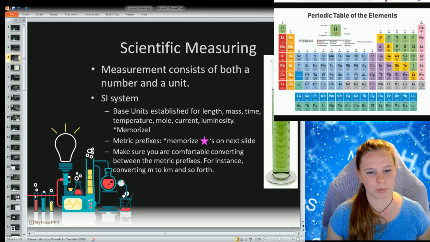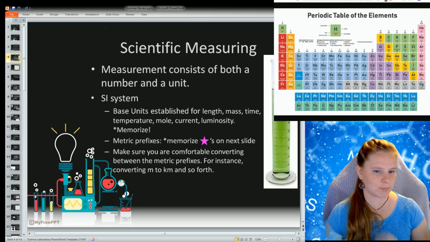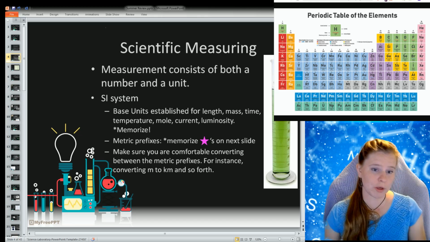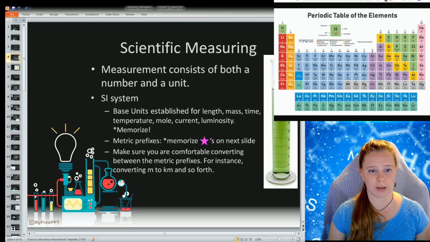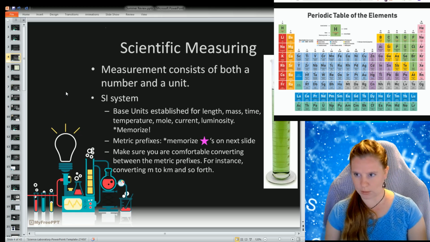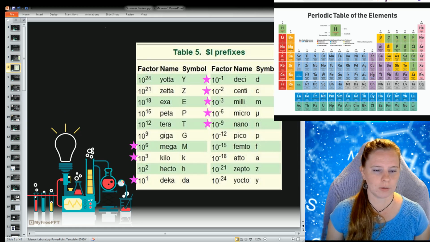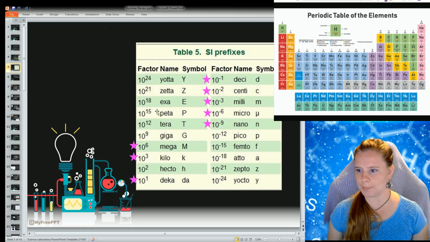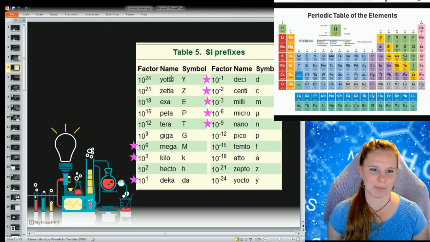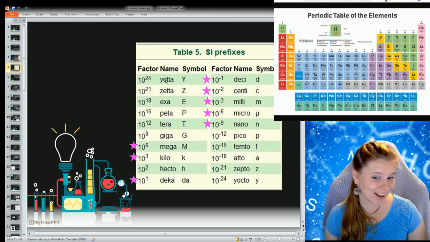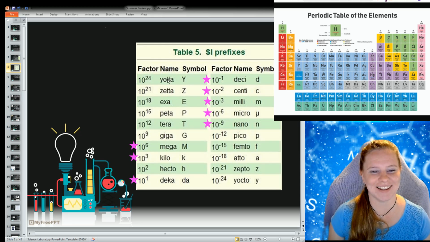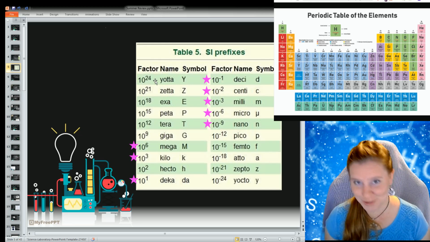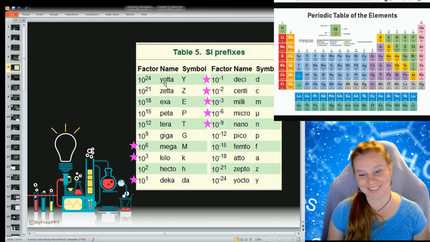Okay, then we have our good old prefixes. So I put some stars on the next page to show you those in a second. You need to make sure you know those and that you're comfortable converting between them. What do I mean? Okay, so right here we have a bunch of different prefixes, right? And these kind of crack me up because you go all the way up from yada. There's actually a unit called yada, you know, yada, yada, yada. The yada is 10 to the 24. It's a huge unit, so we don't use it very much, but it does exist.